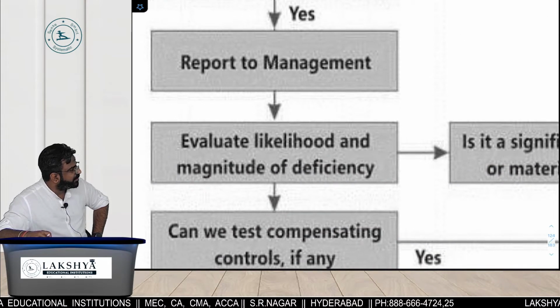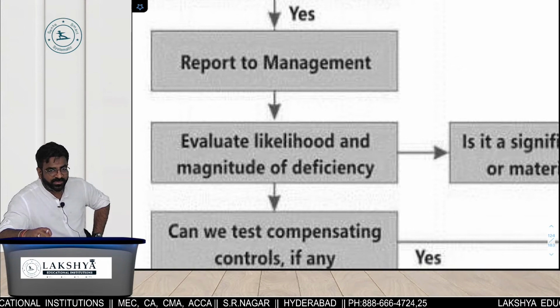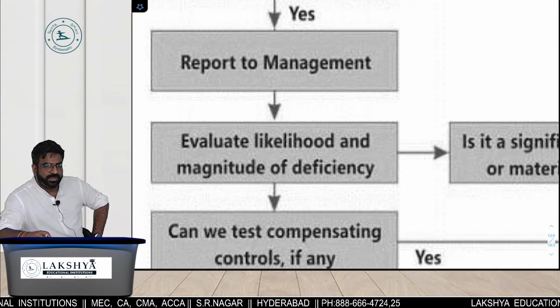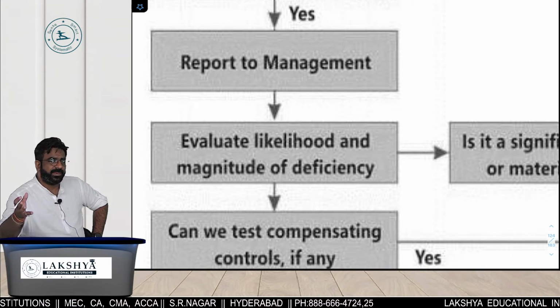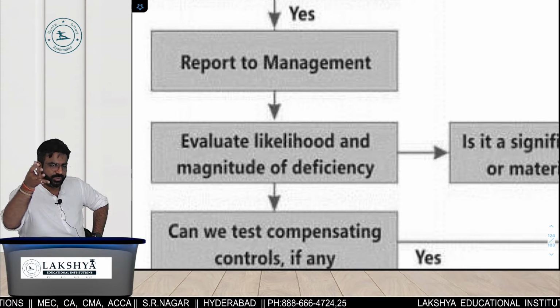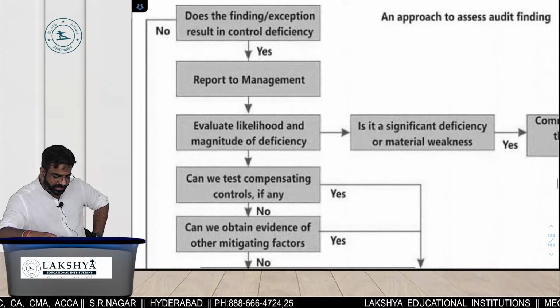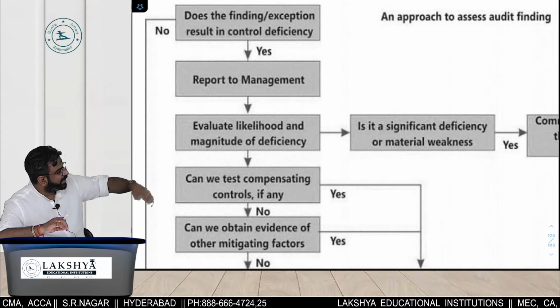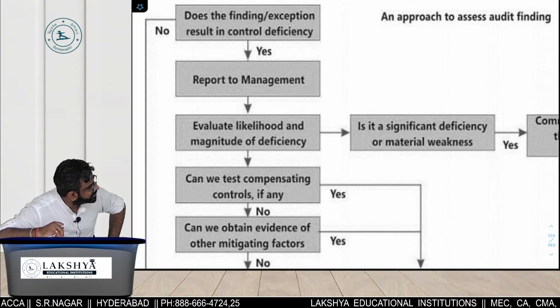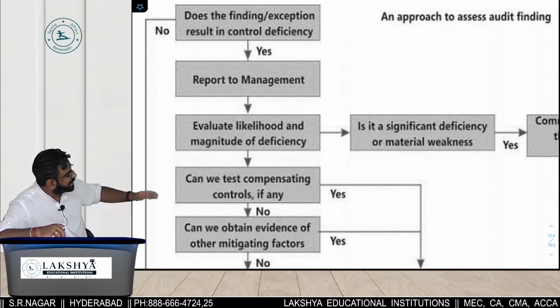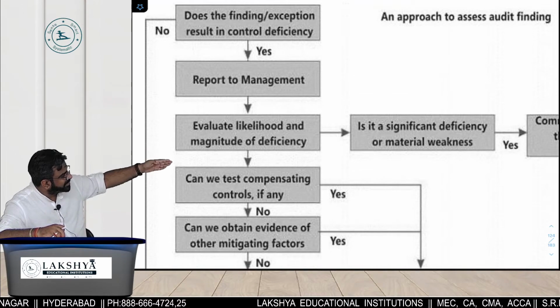What is this? Evaluate likelihood and magnitude of deficiency. What do you mean by likelihood? How many times it may happen or what are the chances of it is going to happen? Now see, again there are two arrows now. Read the two arrows. Is it significant deficiency or material? And can we test compensating controls if any?